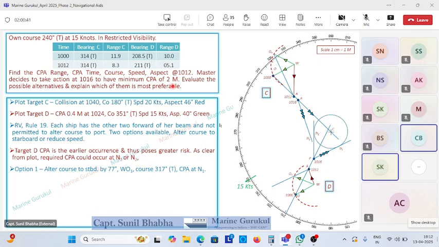Sir, in target Charlie, how did this WO1 come? Okay, how did WO1 come? See, beta, the new course we derived at target Delta, the WO1 course vector, we have it from target Delta. We transferred this WO1 vector to target Charlie. We made the same WO1 vector at target Charlie also.